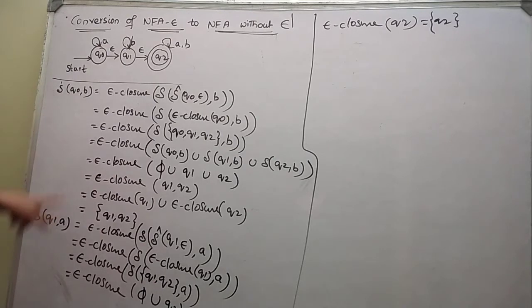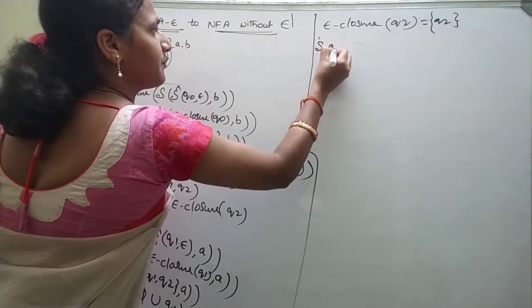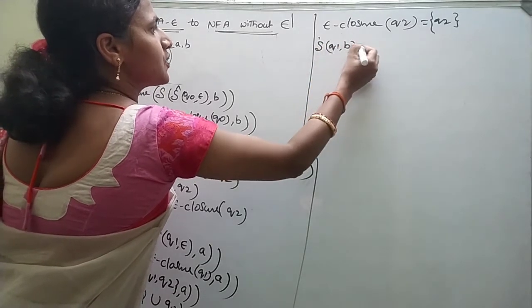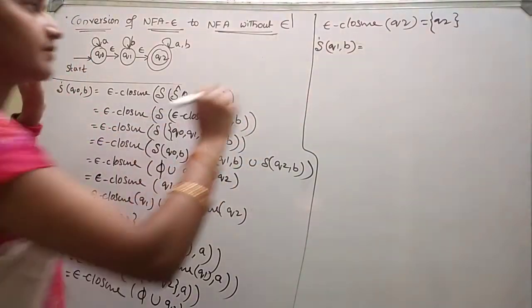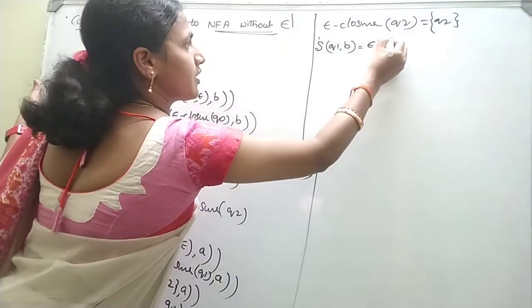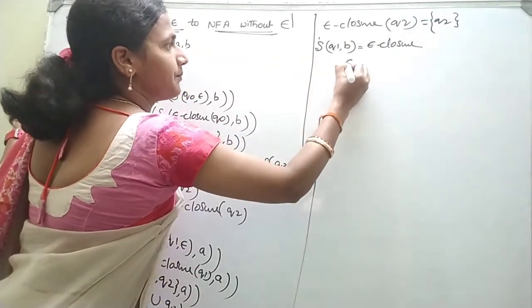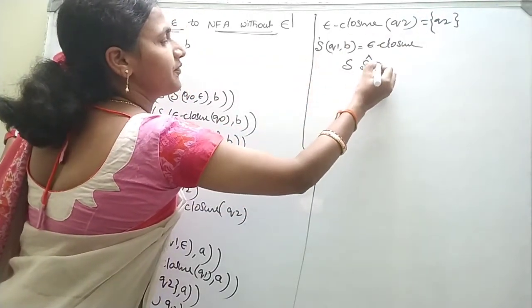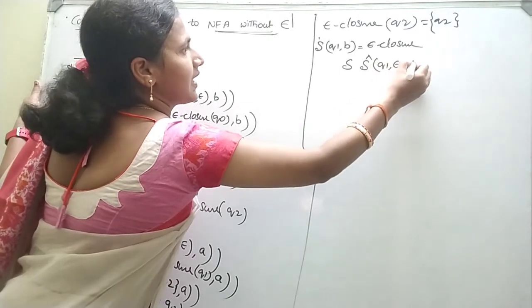Now for the same state we take another input symbol, that is B. Delta dash of Q1 comma B can be written as epsilon closure of delta cap of Q1 comma epsilon comma B.